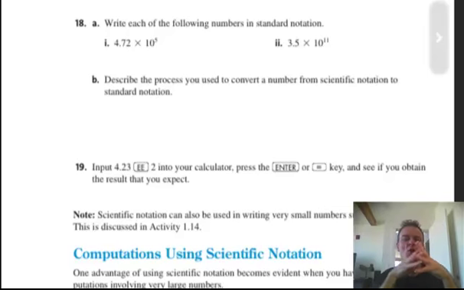Okay, let's do the opposite of what we were just doing. We had standard notation. In other words, 5,000, how do you write it in scientific notation? What if you've got scientific notation and you have to write it in standard notation? Let's take a look at some of these.